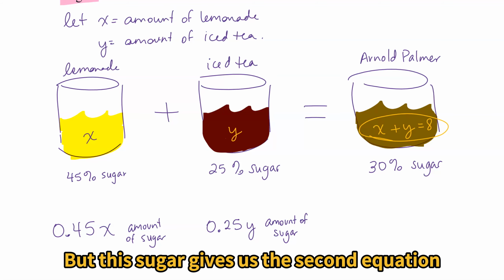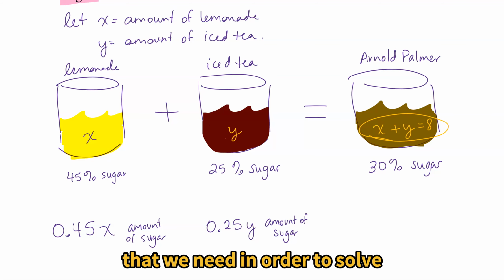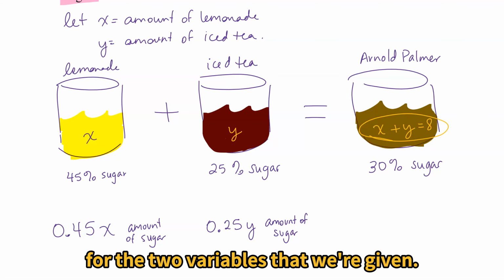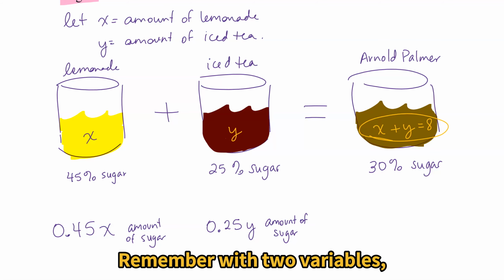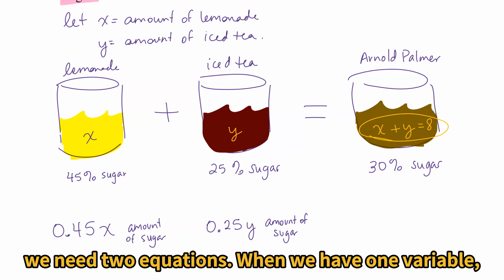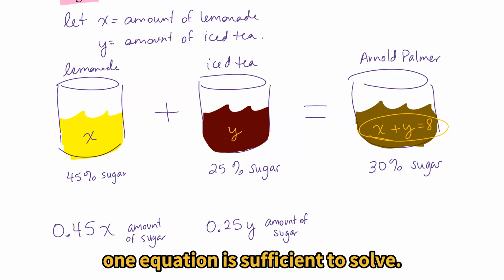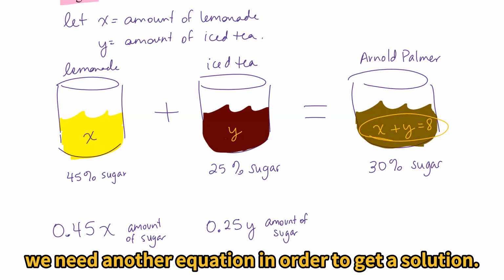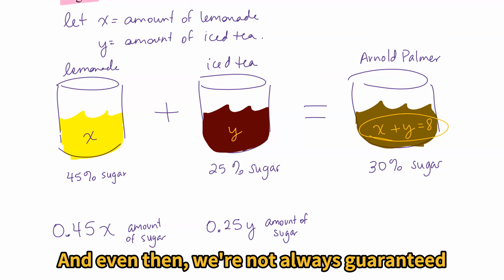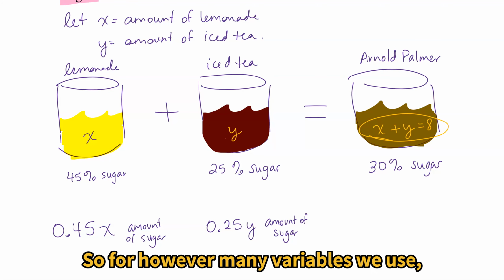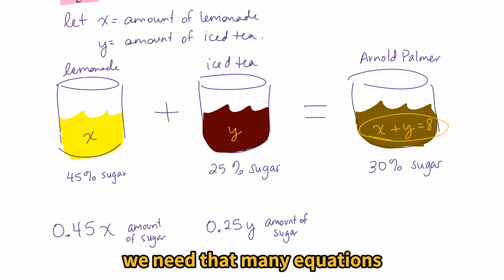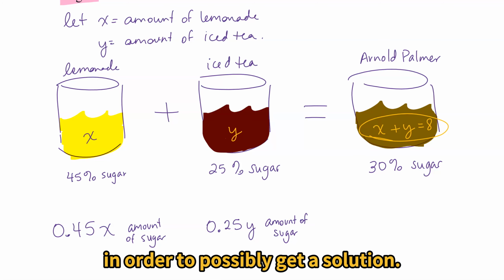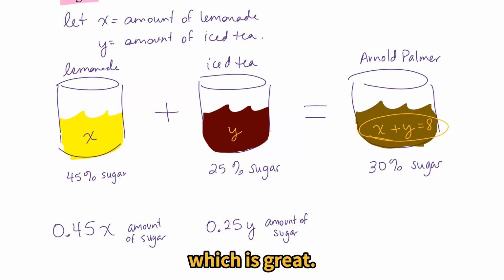But this sugar gives us the second equation that we need in order to solve for the two variables that we're given. Remember, with two variables, we need two equations. When we have one variable, one equation is sufficient to solve. But once we put in another variable, we need another equation in order to get a solution. And even then, we're not always guaranteed a solution. So for however many variables we use, we need that many equations in order to possibly get a solution. This one does have a solution, which is great.